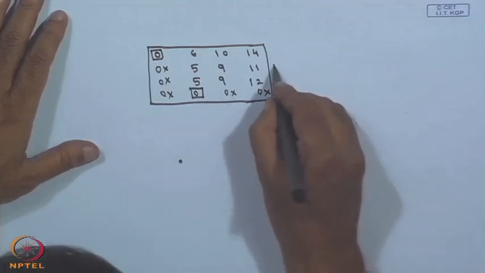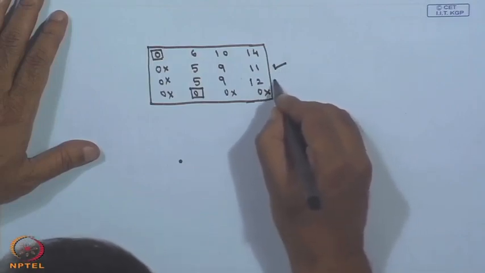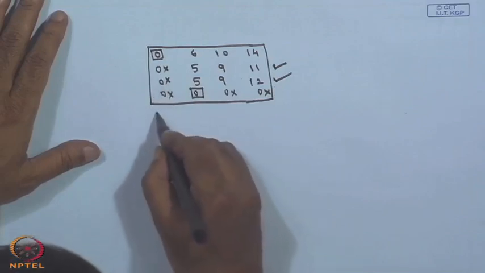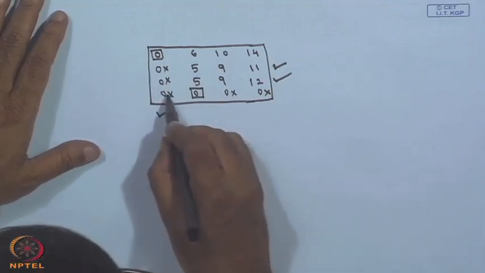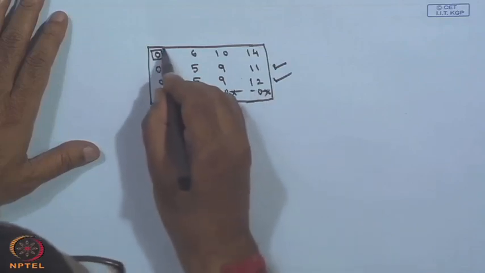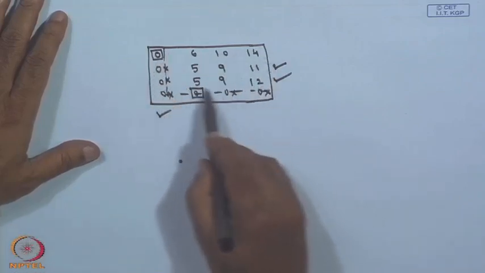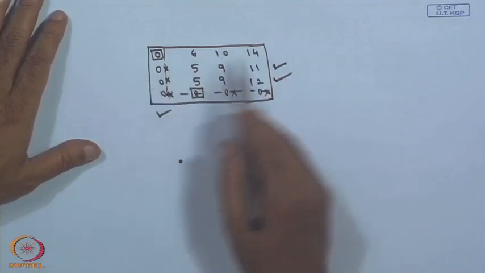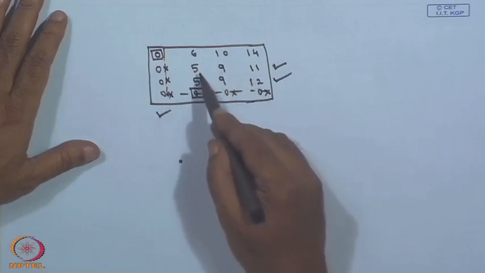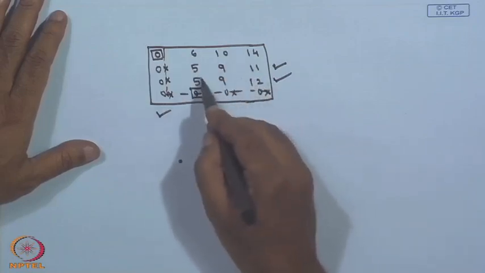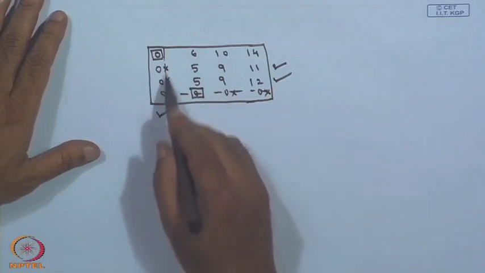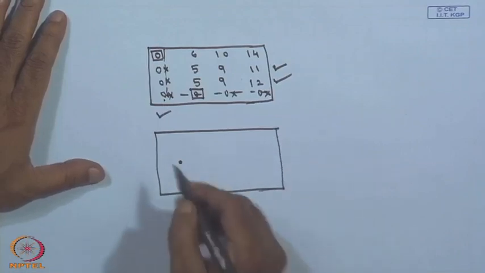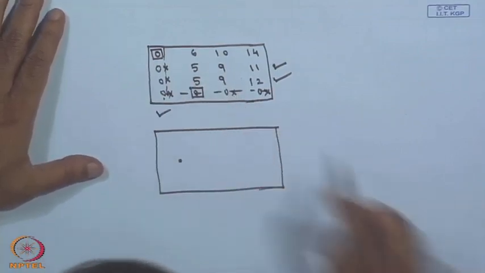What are the unmarked rows here? These 2, and corresponding to these 2 you have a marked column. So now you can draw a line from here, and a line from here. You can find the smallest element from here, the smallest element is 5, and you repeat the process. Subtract 5 from the uncovered elements, and at the intersection you add it, so you will get a table like this. It will be 6 minus 5.